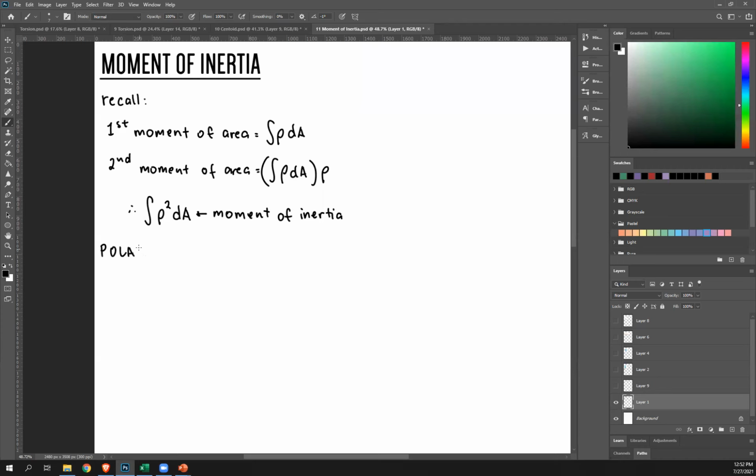So polar moment of inertia. Okay, so let's have your x and y axis. I'm going to draw this in 3D, okay?